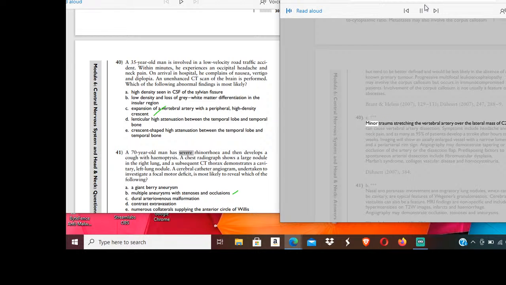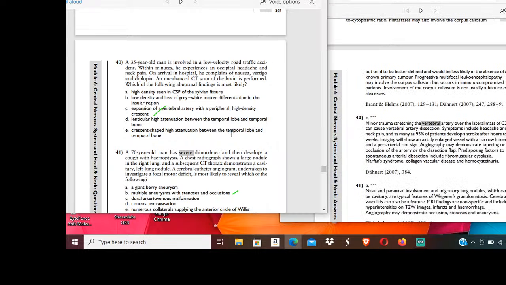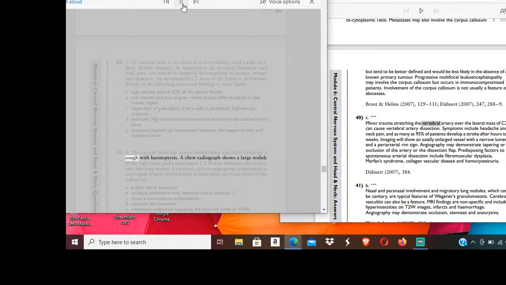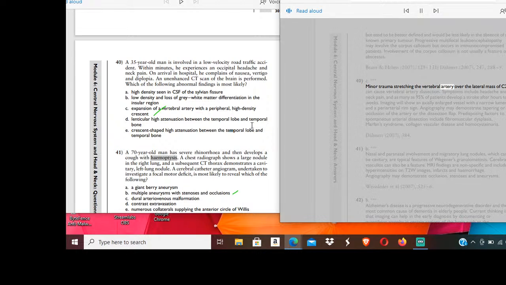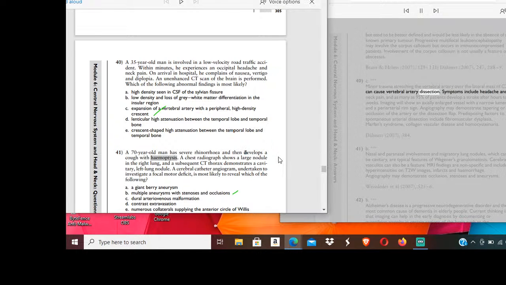40. C. Minor trauma stretching the vertebral artery over the lateral mass of C2 can cause vertebral artery dissection. Symptoms include headache and neck pain, and as many as 95% of patients develop a stroke after hours to weeks. Imaging will show an axially enlarged vessel with a narrow lumen and a periarterial rim sign. Angiography may demonstrate tapering or occlusion of the artery or the dissection flap. Predisposing factors to spontaneous arterial dissection include fibromuscular dysplasia, Marfan syndrome, collagen vascular disease, and homocystinuria. Dehnert, 2007, 384.